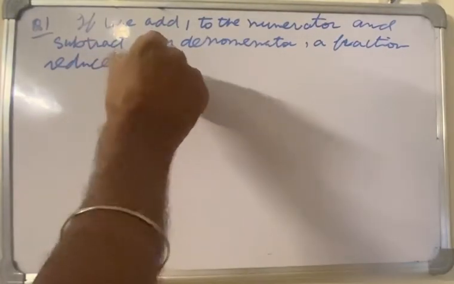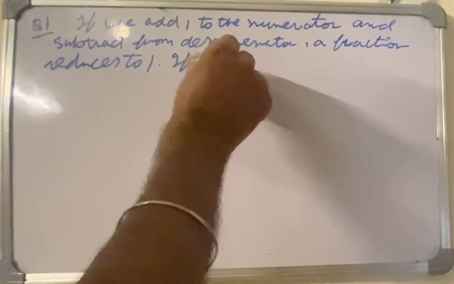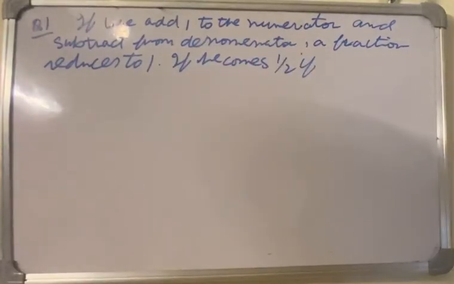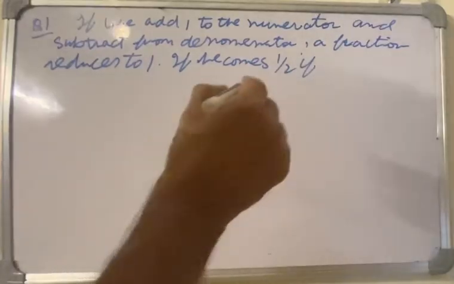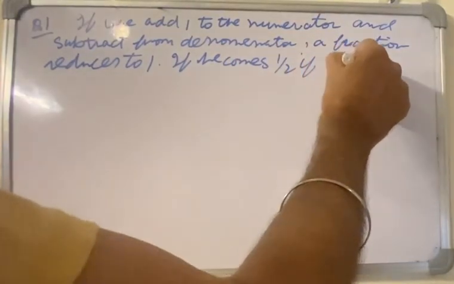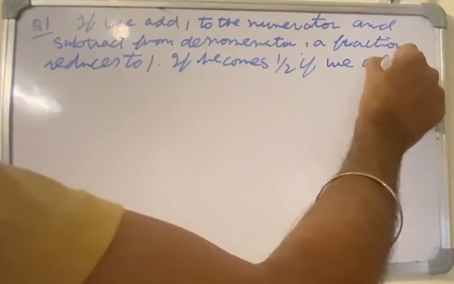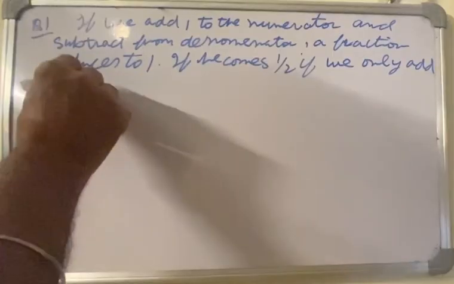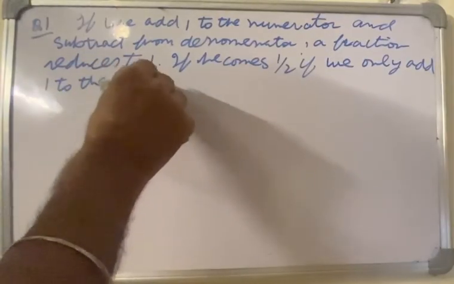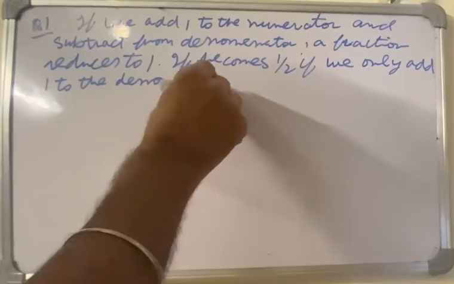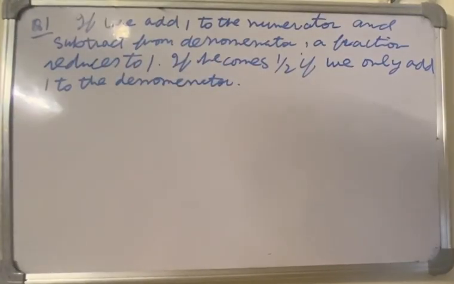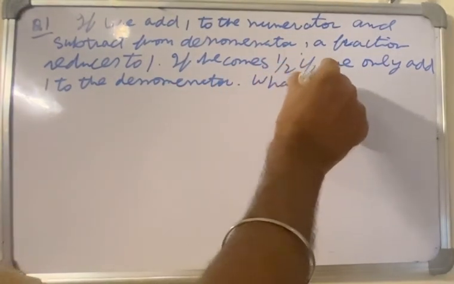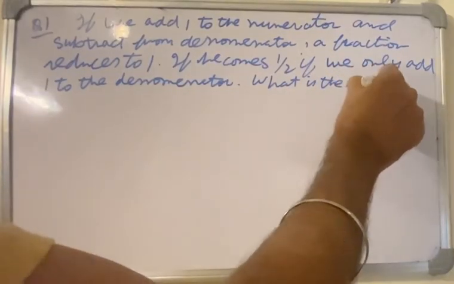It becomes half if we only add 1 to the denominator. What is the fraction?